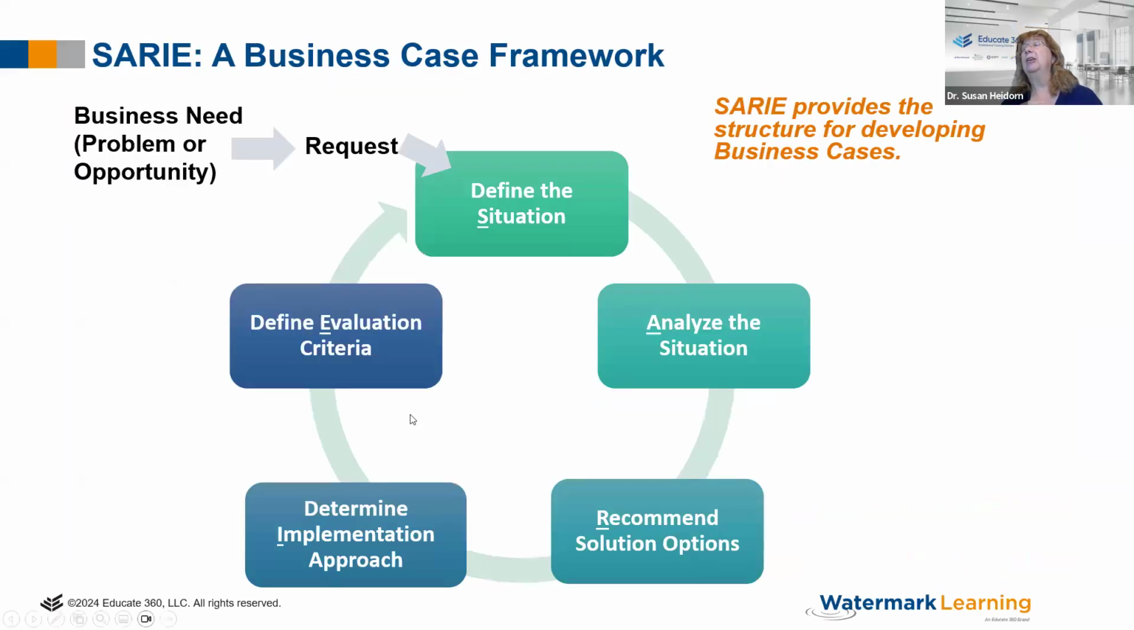So first of all, you need a business need: the problem or the opportunity. We've got a problem to be fixed or an opportunity to take advantage of. It's one of those. If you have a problem that needs fixing, we need to do root cause analysis. If you're taking opportunities, what are the drivers of those opportunities? So then we say, okay, to solve this problem, we need a request.